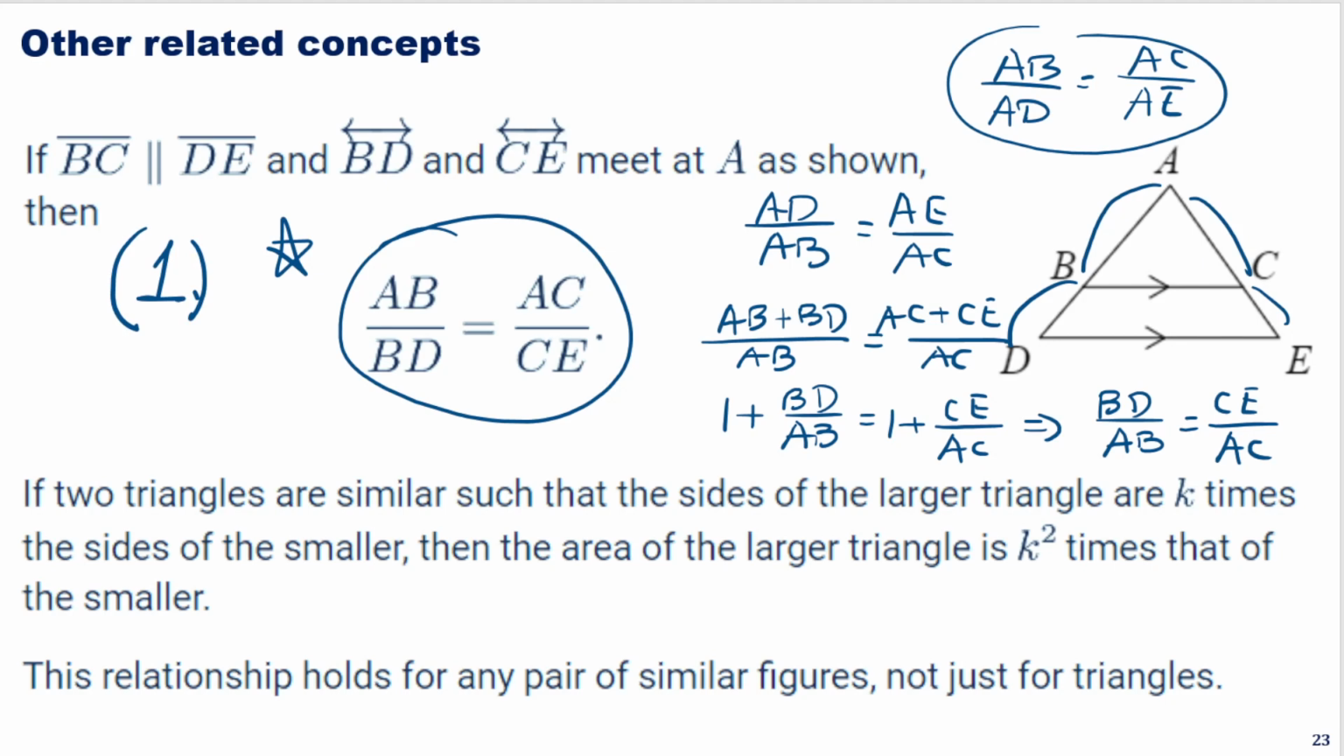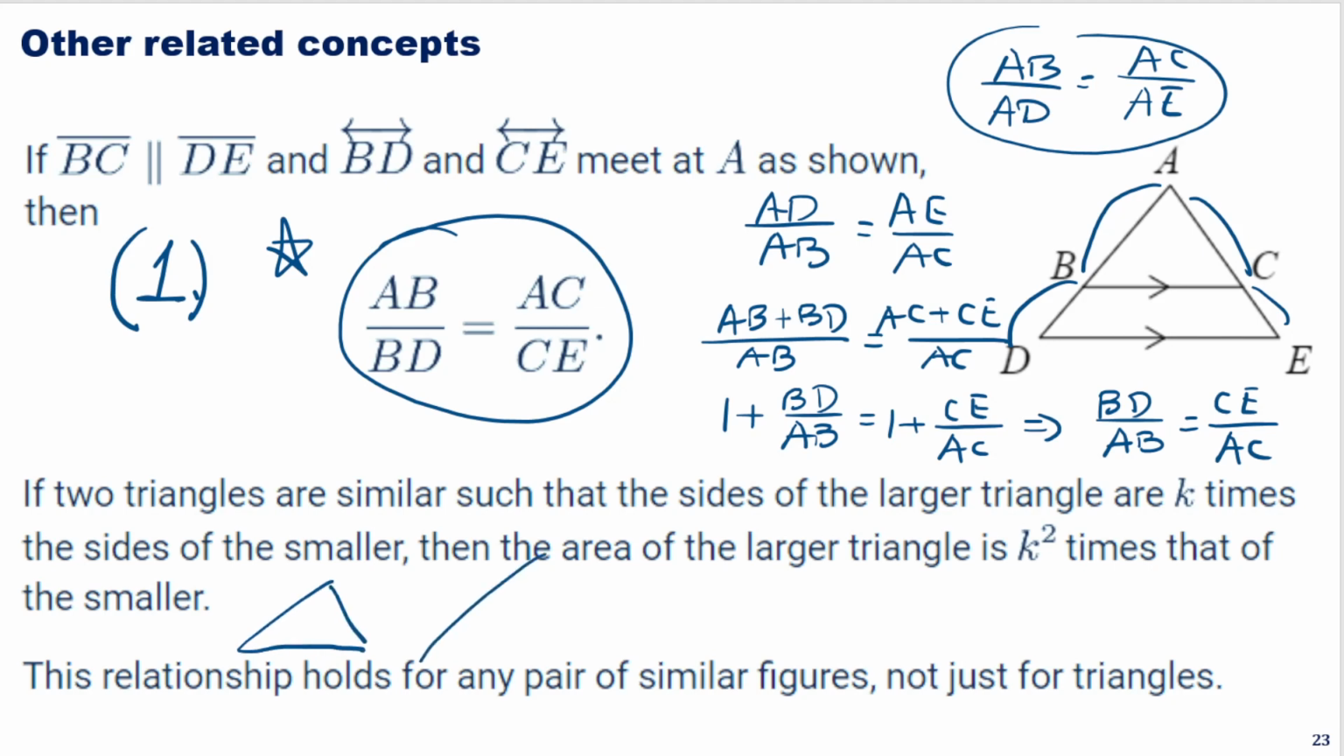And secondly, if two triangles are similar such that the size of the larger triangle is k times the size of the smaller, then the area of the larger triangle is k squared times that of the smaller. The relationship holds for any pair of similar figures, not just for triangles. Okay, for triangles, can you prove this is true?